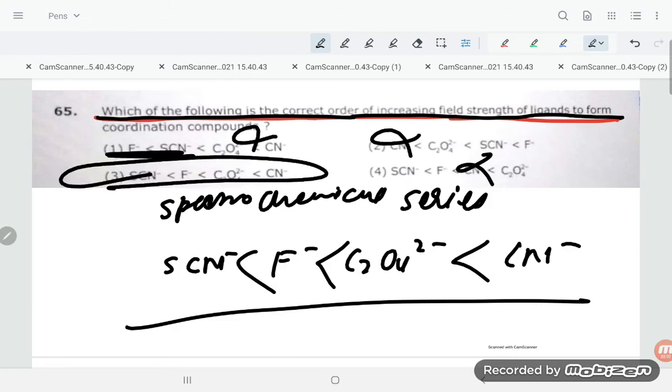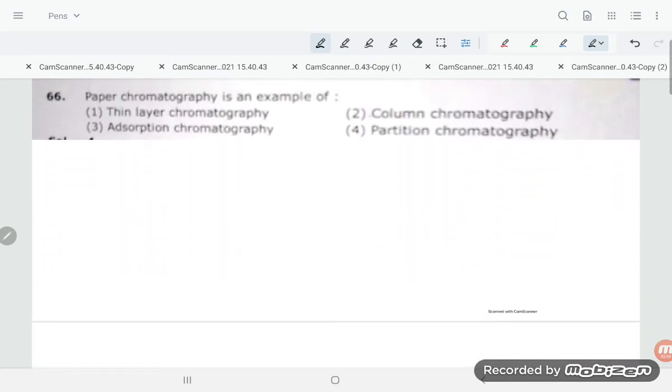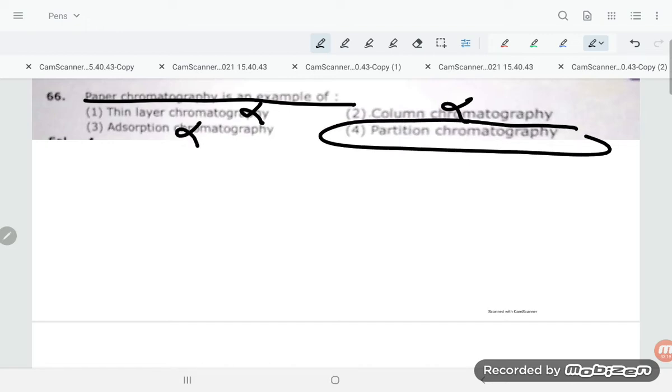Now question 66. They are saying paper chromatography is an example of what? Thin layer chromatography, no. Column chromatography, no. Adsorption chromatography, no. Partition chromatography, this is correct. It is an example of partition chromatography, as the mixture of substances is separated by partitioning. So you have to keep that in mind.